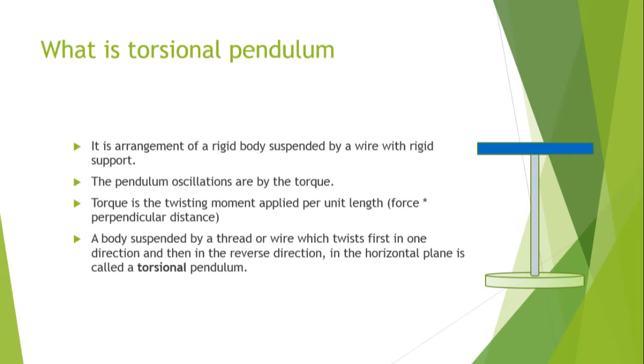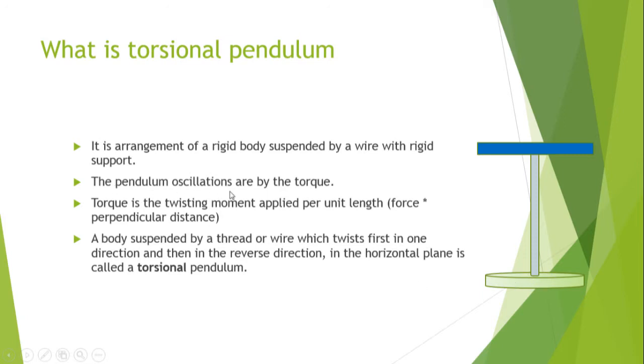Next is, what is a torsional pendulum? I have already given the explanation in the theory class. However, I am going to explain it once again here. It is an arrangement of a rigid body suspended by a wire from a rigid support. You can see in this particular figure, this is a body suspended with a certain wire from a rigid support. This end is fixed and this end is free, and it oscillates by the twisting force.